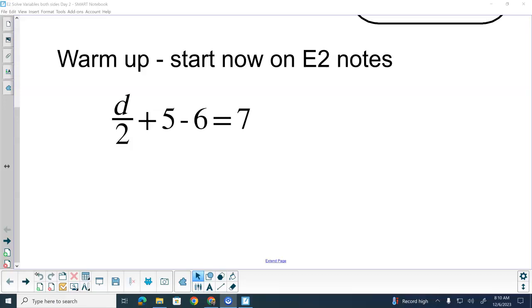Okay, so then we're on step 3, which is combine our like terms. Okay, we're going to combine those two, right? Or those two, the 5 and the 6. What are the 5 and the 6 combined to be? -1. Yep.